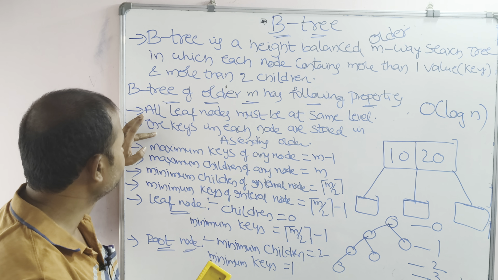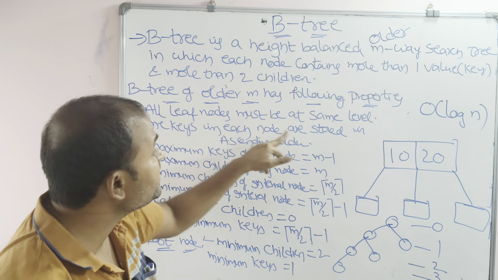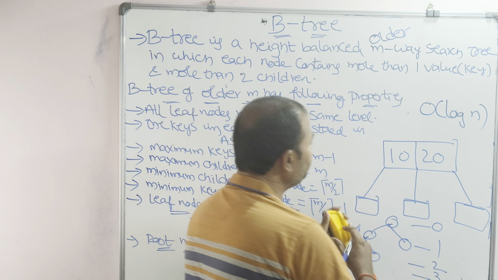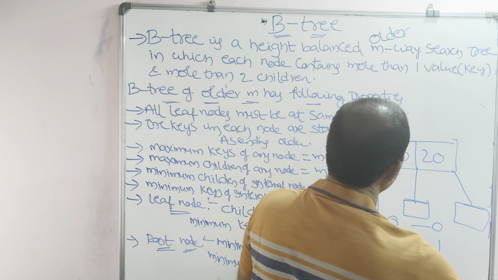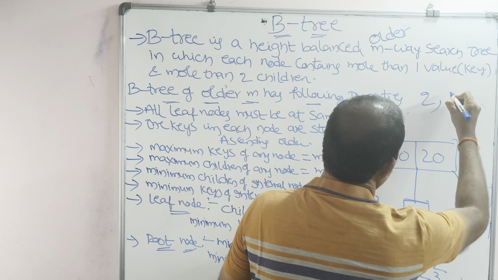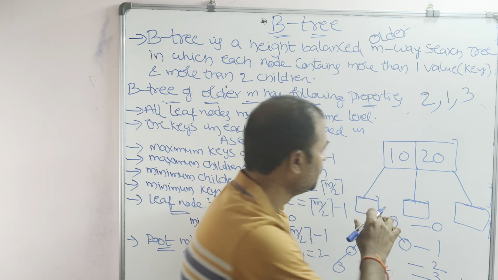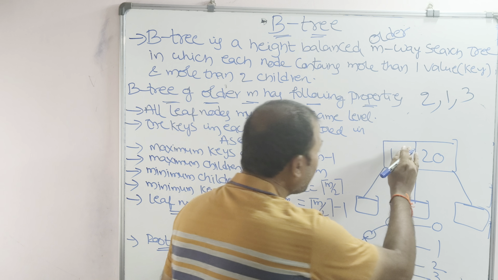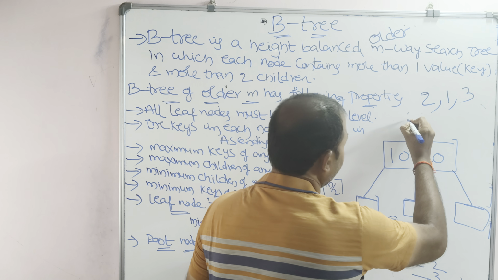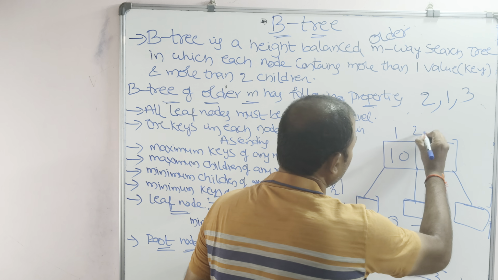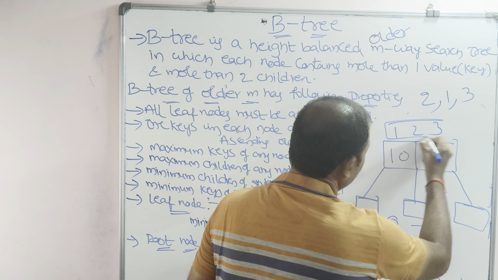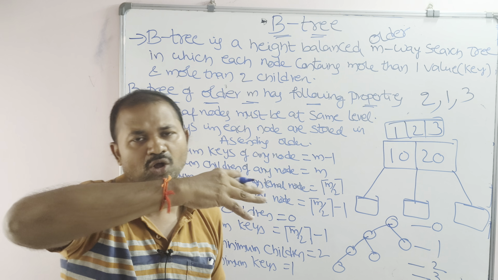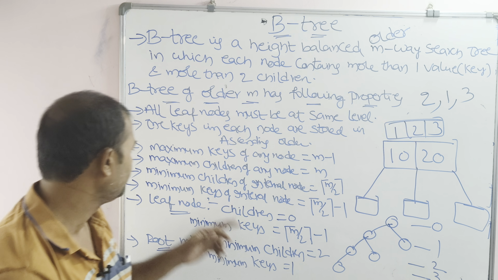So next point, the keys in each node are stored in ascending order. So let we have keys like this: 2, 1, 3. But while storing those keys in the node, we have to arrange them in ascending order. So 1, 2, 3. So this is the node. So now the node contains these three keys. Arrange all the keys in ascending order.